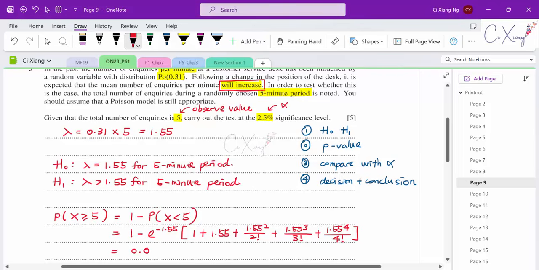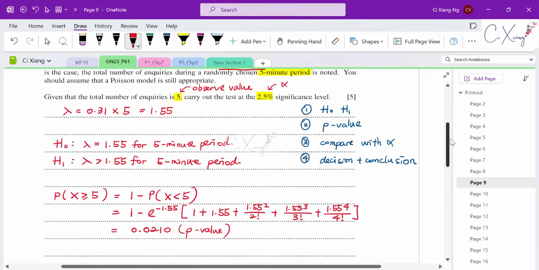Okay, and after that, just use a calculator to help you get the value for this. And you should get 0.0210. We call this the p-value, which is a probability. So we have settled the second step here. First step completed, second step completed, and now we are going to compare our p-value with alpha, which is the significance level.